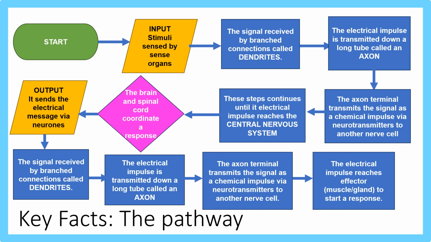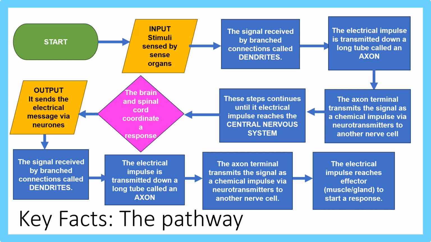So once a signal has been received by a branch connection called dendrites, the electrical impulse then goes down the long tube called an axon. When it reaches the axon terminal, it turns from an electrical signal to a chemical signal, and this is where the neurotransmitters are required. And these steps continue from one neuron to another until it reaches the central nervous system. So in the central nervous system, what you can find is the brain and the spinal cord. So once you make a decisive response, you have the output.